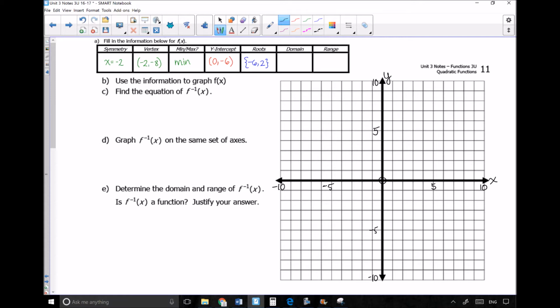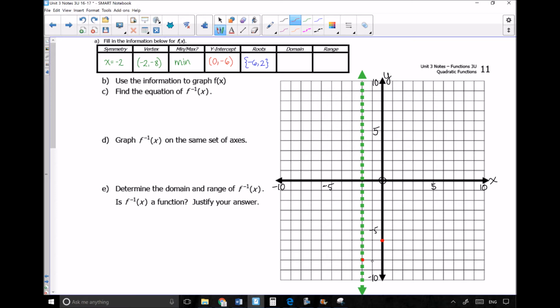So I know that my axis of symmetry is going to occur at x equals -2. So I'm going to draw out x equals -2. I'm going to go to x equals -2, and I'm going to draw a vertical line right down here, okay? And then I also know that my vertex is going to happen at -2, -8. So I'm going to go to -2, -8, and I'm going to put a dot there because I know that's going to be one of my points. I also know that 0, -6 is going to be my y-intercept right here.